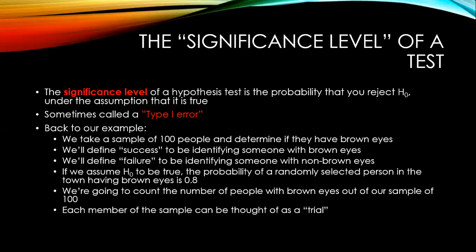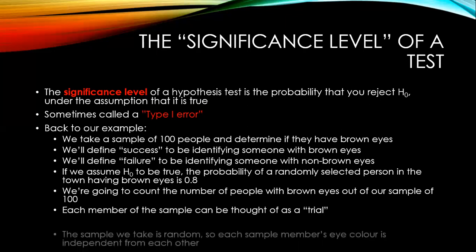So we're going to go up to person number 1 and ask them, do you have brown eyes? Yes or no? That's trial number 1. Then we're going to do our second trial. Ask person number 2, do you have brown eyes? Yes or no? Move on to trial number 3. Person number 3, do you have brown eyes? Yes or no? So each one of these 100 people in our sample, so our sample size, can be thought of as a trial.